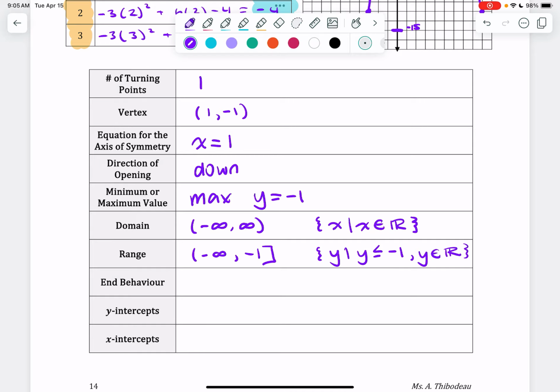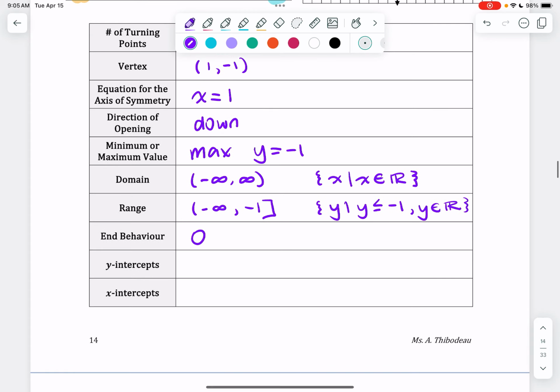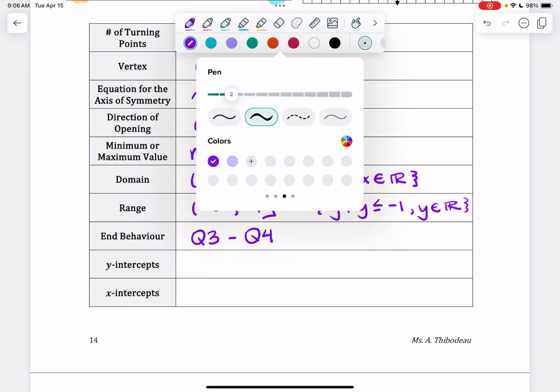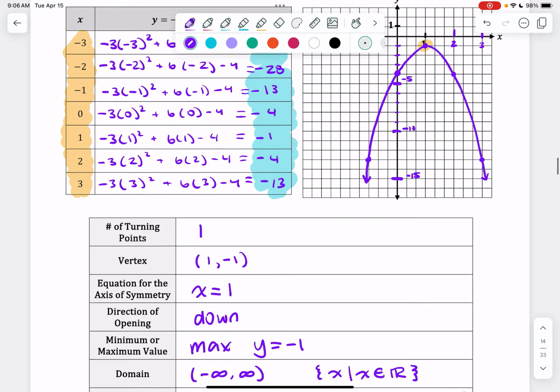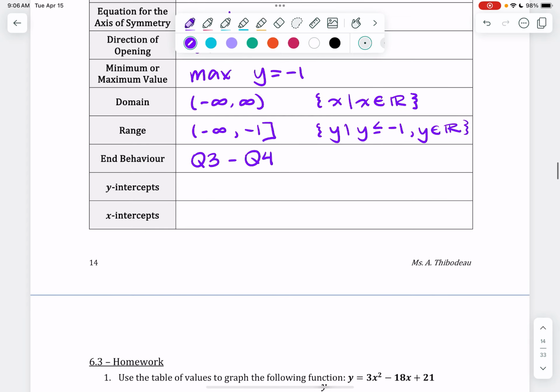When I take a look at end behavior, every parabola that opens down unrestricted has the same end behavior. And that end behavior here is going to be Q3, quadrant 3 to quadrant 4. For y-intercepts, I do see that there's one intercept, and that occurs at 0, -4.